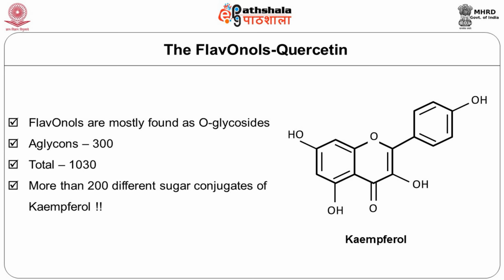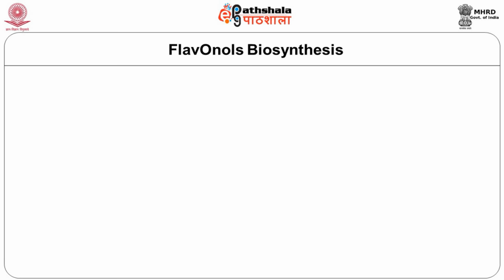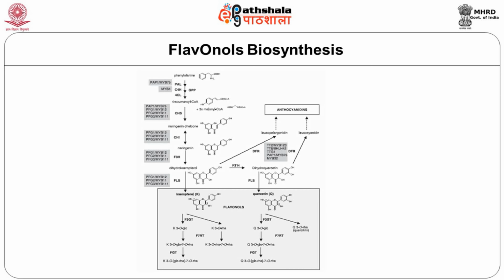If we look at flavonol biosynthesis, basically all this will start with phenylalanine and 4-coumaroyl CoA, then it transforms into naringenin chalcone, and naringenin then becomes dihydrokaempferol. It will then get converted to kaempferol in the presence of many other enzymes, and this will lead to anthocyanidins and flavonols and quercetin too.